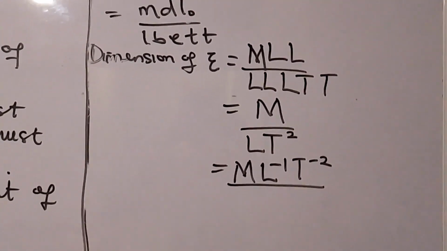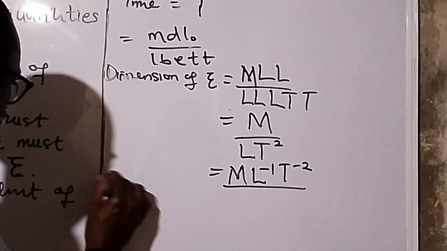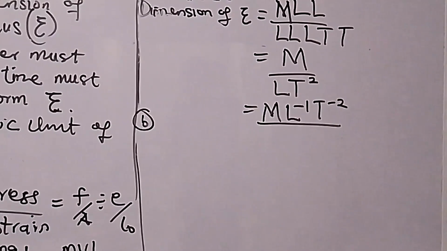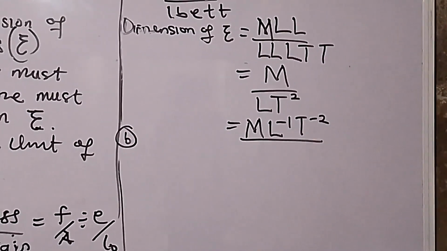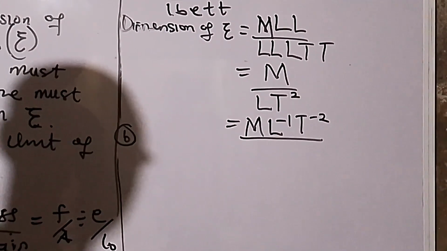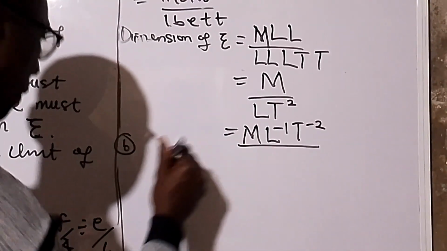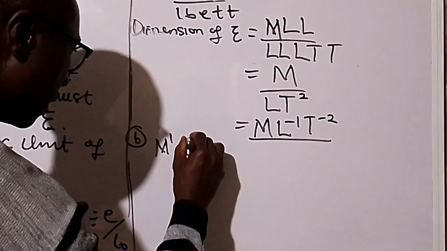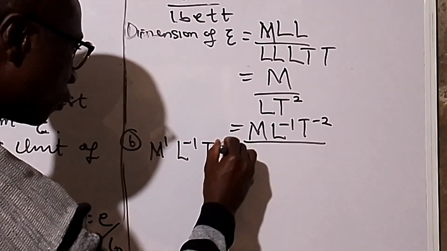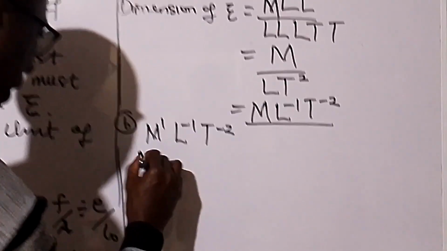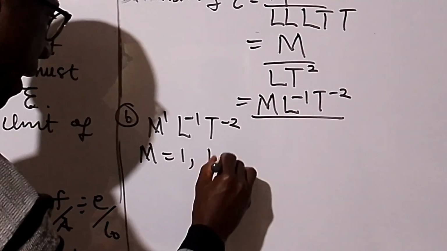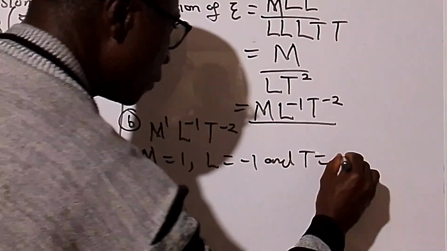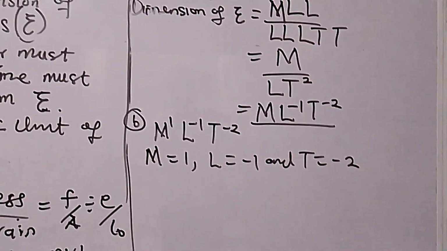Now, we've answered question A. Question B says, to what power must mass, length, and time be raised to form Young modulus? From what we've seen on the board, this one is raised to power 1, this one raised to power minus 1, this one raised to power minus 2. Then the answer is m equals 1, l equals minus 1, and t equals minus 2.